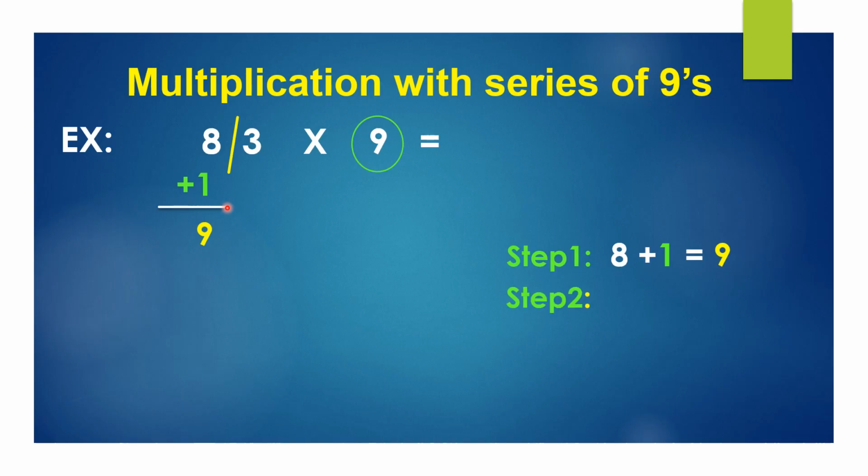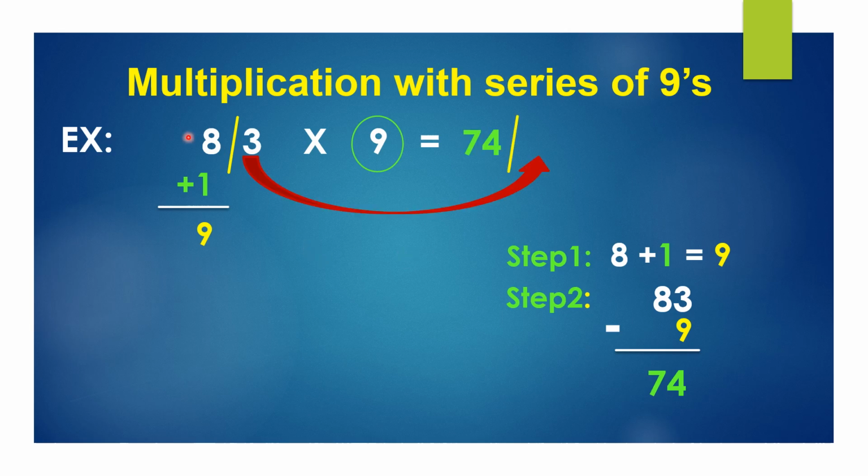Now step 2, write this complete number 83 as it is, and subtract the answer which you got in step 1. How much did we get here? 9. So subtract here, minus 9. 83 minus 9 is 74. So write this 74 over here, the first part of your answer. And the second part is, how much should be added to 3 to get 10? So it is 7. So your product, 83 into 9, is 747. So simple, right?